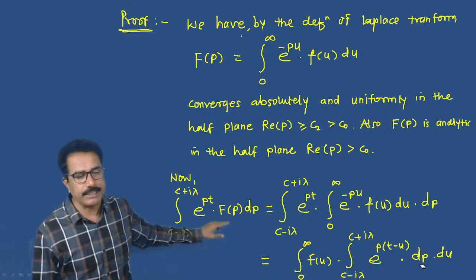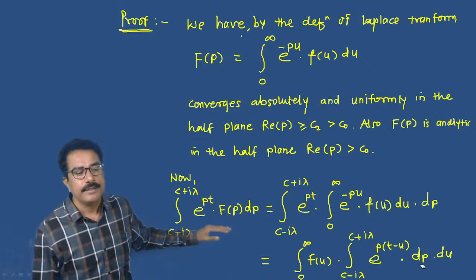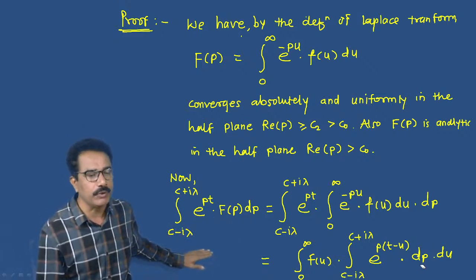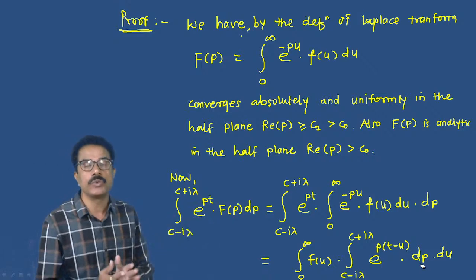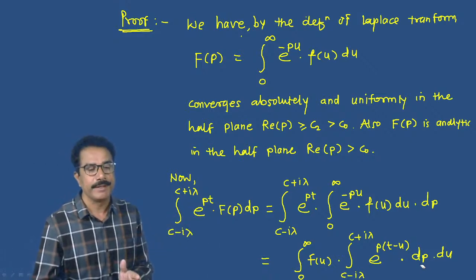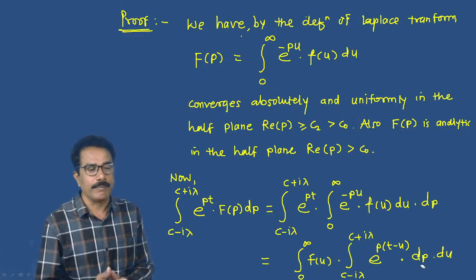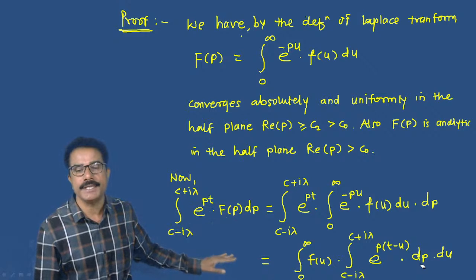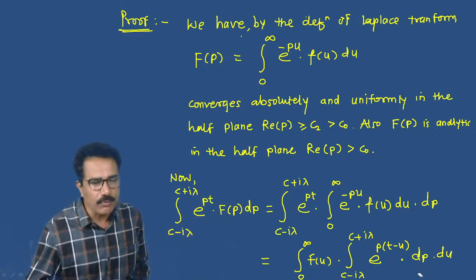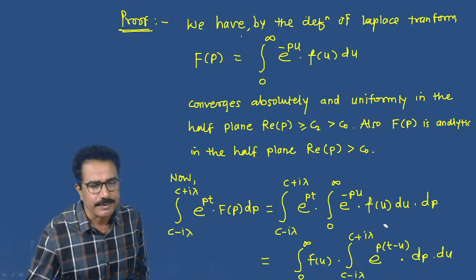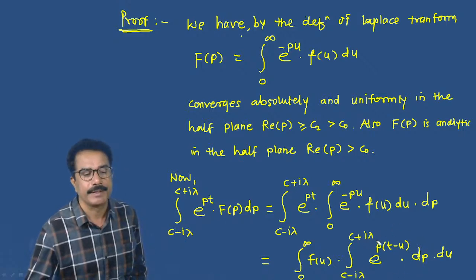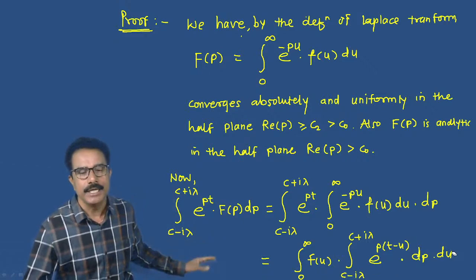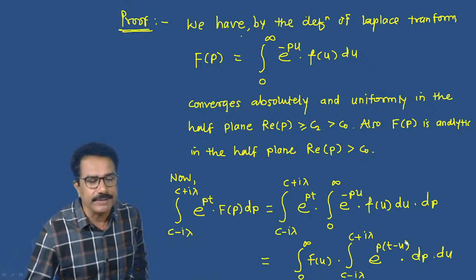Did you understand this step? We have to rearrange these two integrals. Keep the first integral with respect to u as it is, from 0 to infinity. We have to solve the integration with respect to p. Here there is a product e raised to pt into e raised to minus pu, which we can write as e raised to p into t minus u. Now our aim is to find this integral with respect to p. Keep the integration with respect to u as it is, because this is a double integral.